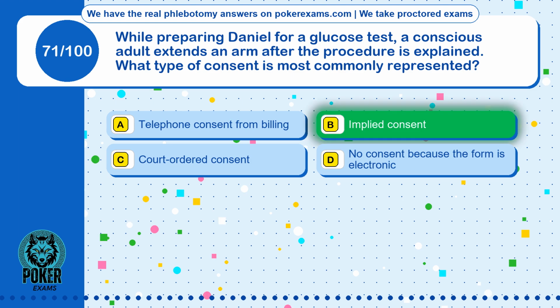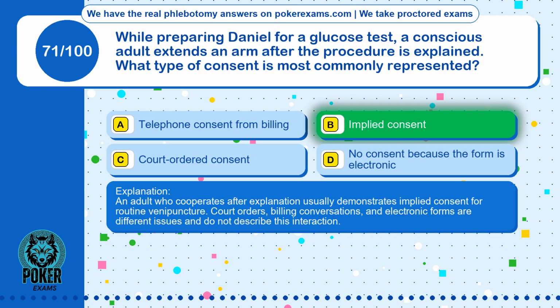The correct answer is option B, implied consent. An adult who cooperates after explanation usually demonstrates implied consent for routine venipuncture. Court orders, billing conversations, and electronic forms are different issues and do not describe this interaction.